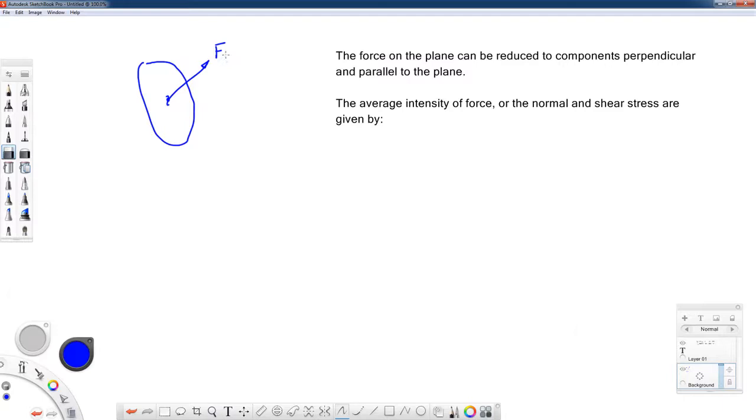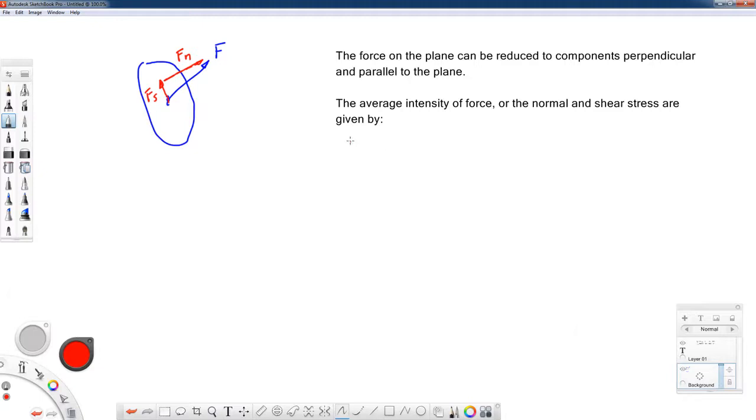I don't want the subscript N on there right now. But we can take that general force F and we can break it up into two different components. One component lying in the plane and the other component lying perpendicular to the plane. So we can have a normal force and we can have a shear force on that plane, and resolving that general force F into those two components allows us to identify normal stresses and shearing stresses.